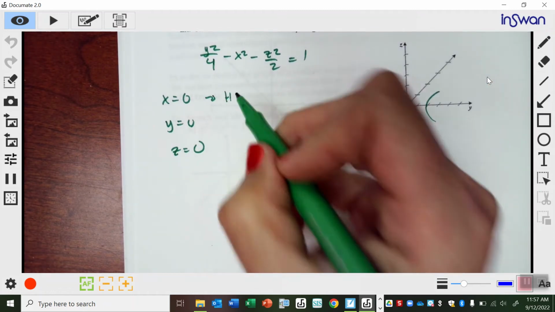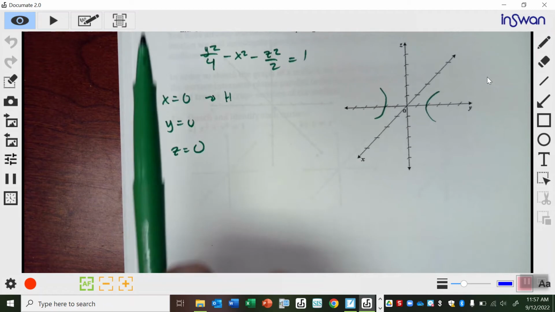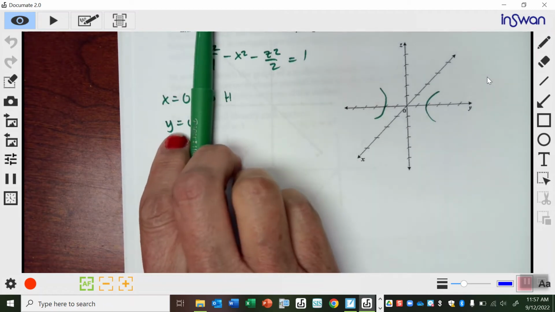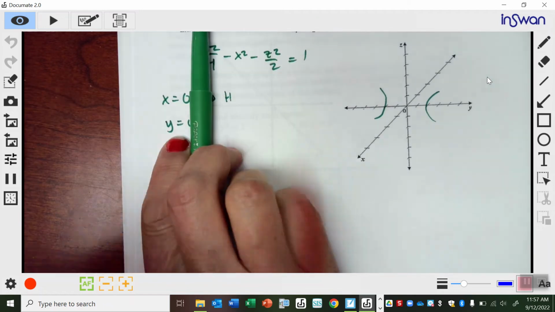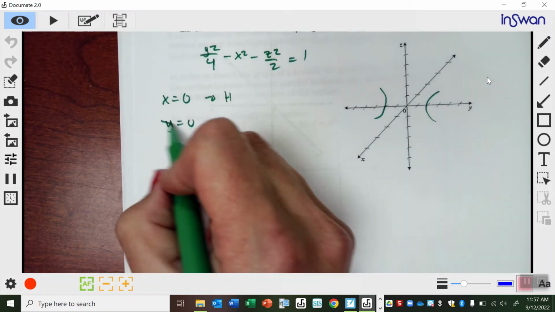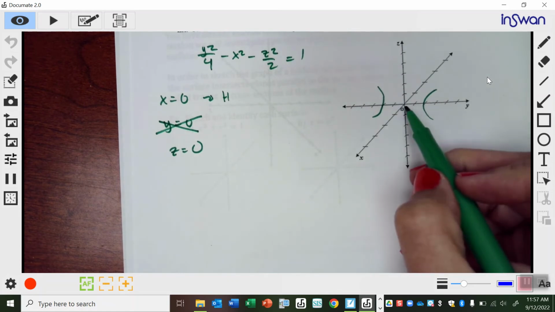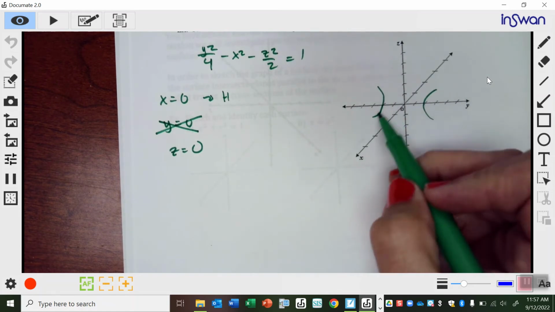So hyperbola. If y equals 0, well, that can't happen. Because if y were gone, then how could things that were negative add up to a positive 1? So that can't happen. You see, look, y is never 0. The thing's going to be on the sides.